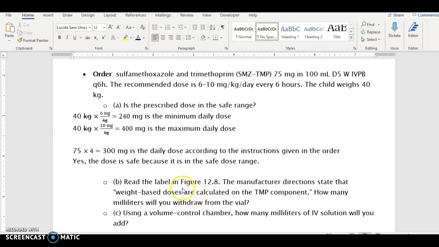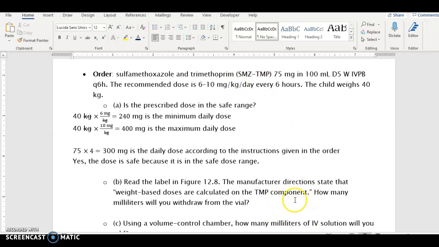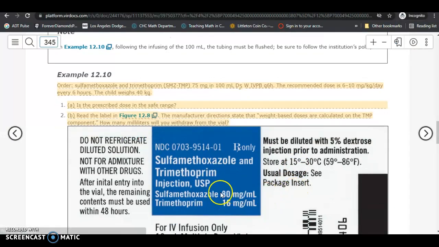Okay, so part B says to read the label in the figure. The manufacturer directions state that weight-based dosages are calculated on the TMP component. So this is a drug with 2 components, the SMZ and then the TMP. So when we look at the label, we're going to calculate the doses based on the second component. Viewing the label, we see that this is the second component of the drug, and according to the label, there are 16 milligrams per milliliter based on that second component.